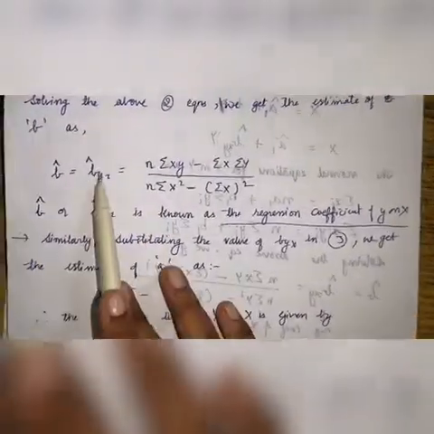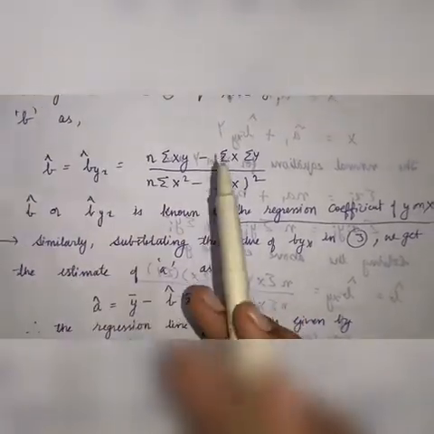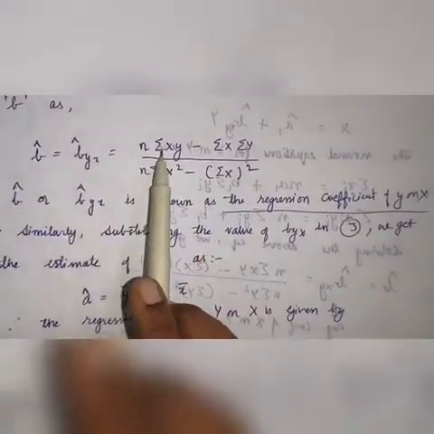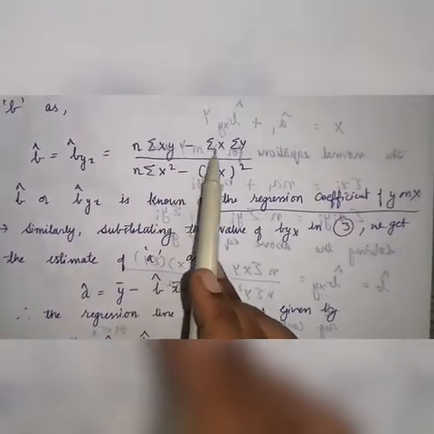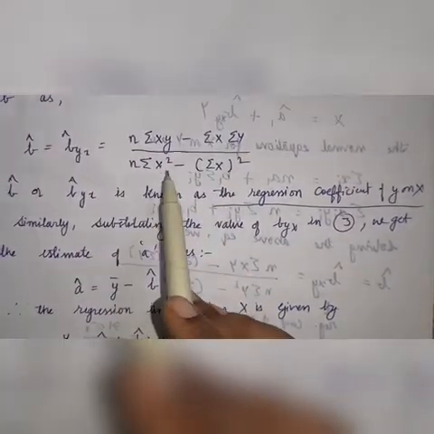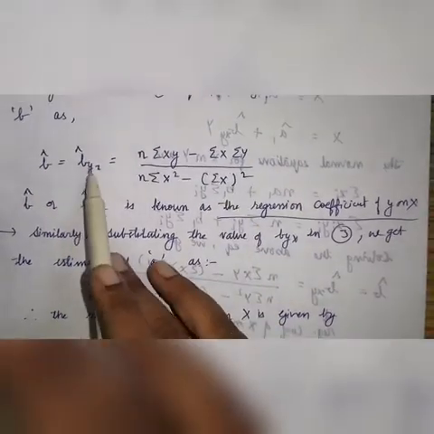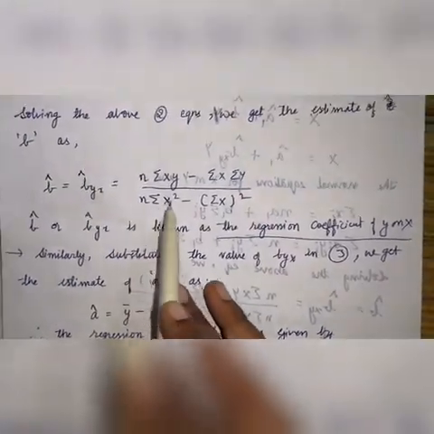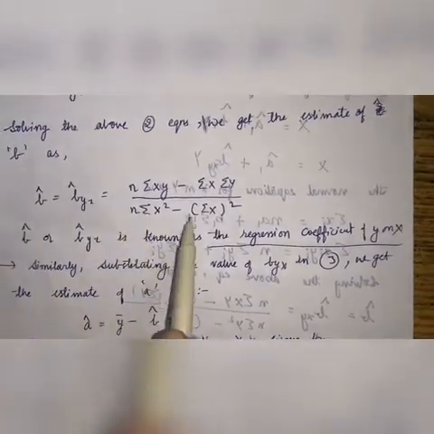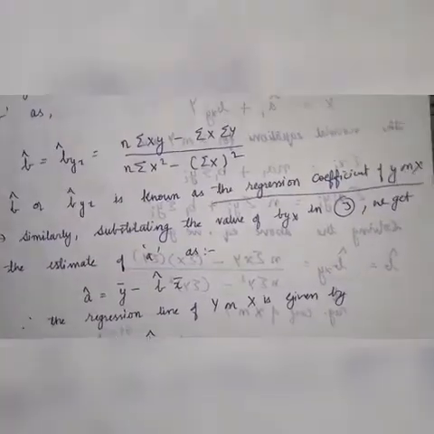regression formula. This is x on y, which equals n summation x into y minus summation x into summation y, by n summation x square minus summation x whole square. If it is y on x, then in the denominator you have x. If it is x on y, in the denominator you will have the values of y. You don't need to understand the proof of this least square method, but just remember that regression analysis works on the principle of least square method, and this is the formula for x on y.